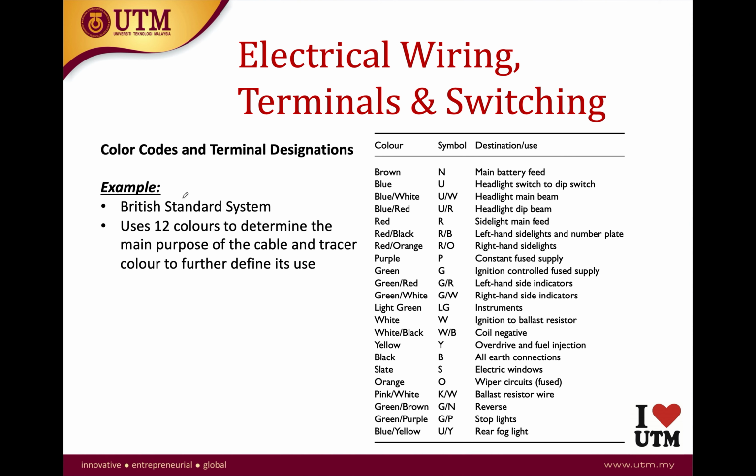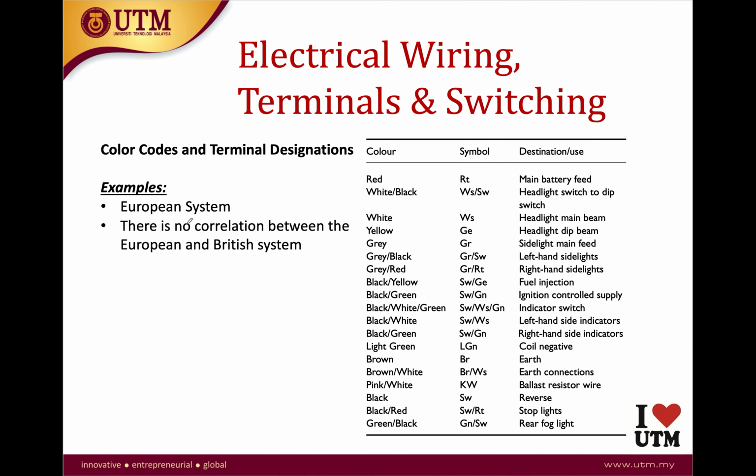An example here is that the British standard system uses 12 colors to determine the main purpose of the cable, and a tracer color to further define its use. For example, brown color and symbol N refers to main battery feed. Blue color, symbol U, headlight switch to dip switch, and so on and so forth. For the European system, there is no correlation between the European and British system. So this is something that you have to be clear about. But they still use color and symbols to define the destination and the use of the wiring. So basically you need to refer and know, okay, this wire is meant for what.